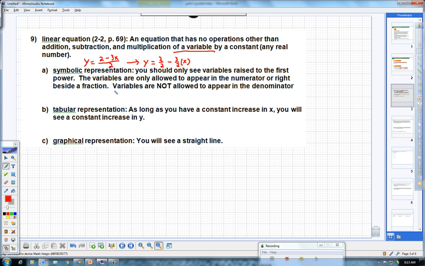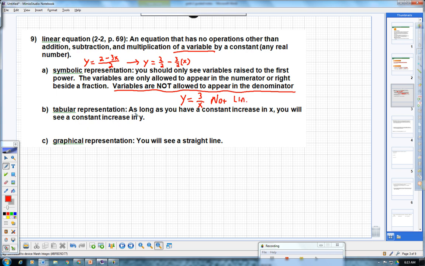The key there to identifying a linear equation is, variables are not allowed to appear in the denominator. Many students will see this equation right here, y equals 3 over x, or any number over x, and they think that is linear. That is not linear, okay? Not linear. I'll go ahead and abbreviate here to try to save some time.